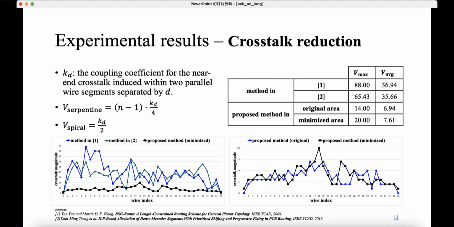Besides, we illustrated the crosstalk magnitude of each wire in our results, routing in the original and minimized routing areas, in the figure on the right. The line chart demonstrates that the crosstalk noise level is not notably impacted while the routing area is decreased. In conclusion, our method is reliable in alleviating the accumulated crosstalk noise.